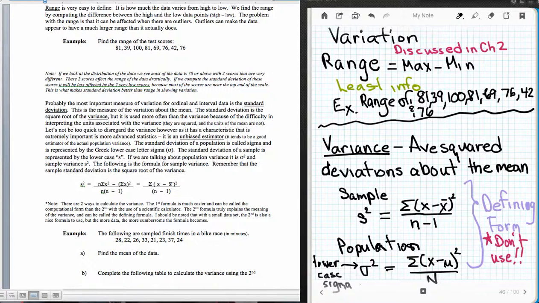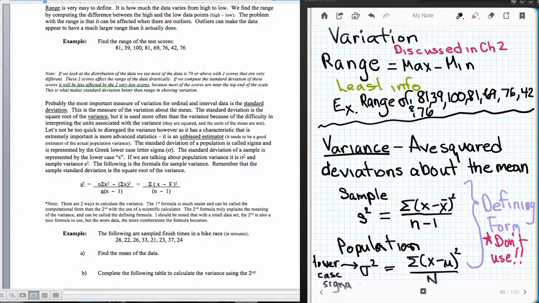Okay, the next thing we're talking about is variation. So we are going to have two major measures of variation, and a third that is related to one of those two. The first measure of variation is really not very informative. It is the range of the data.